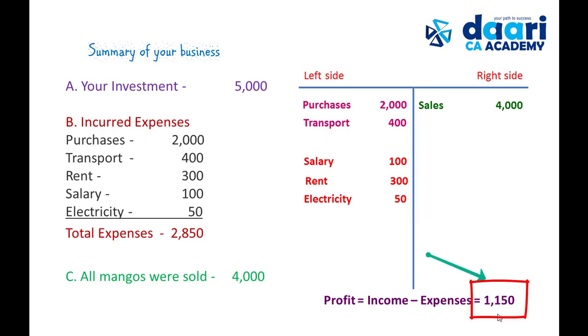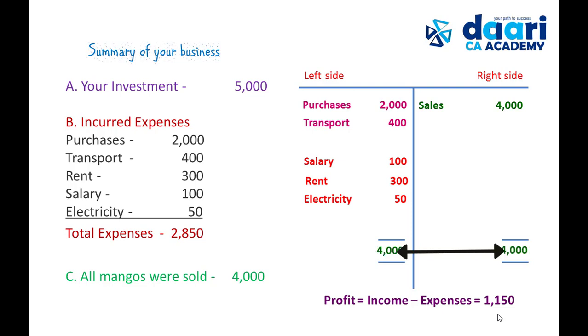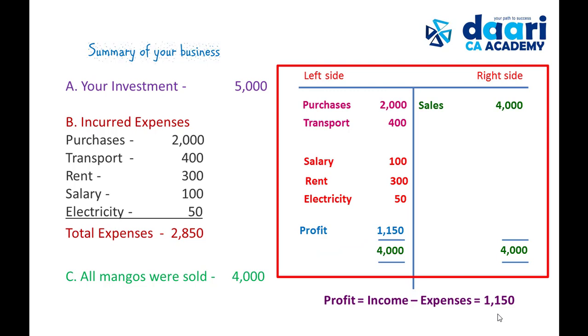To close this T-shape account, we will be using these two lines at the end of the T-shape account, left side and right side. So the balancing figure is considered as profit. So the profit of the business is 1,150. This is called trading and profit and loss account.